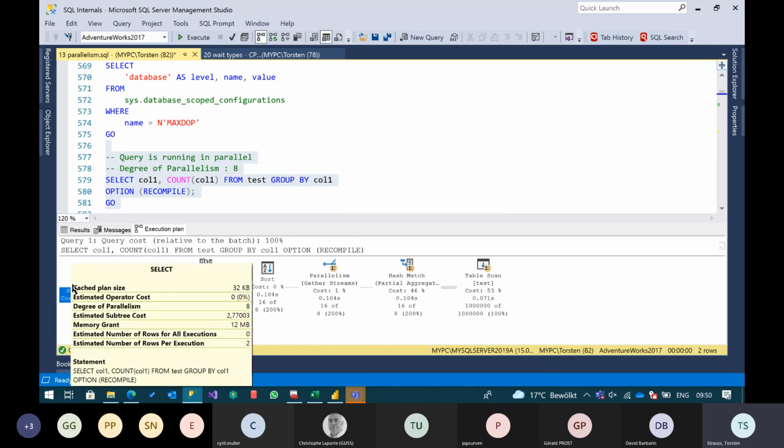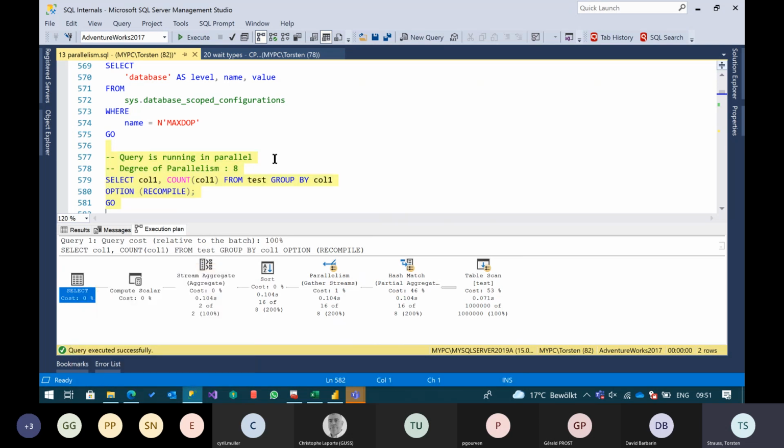The interesting information you can see on the select operator. So we can see that the degree of parallelism is 8. That means the query was executed with 8 concurrent threads. You can see the estimated subtree cost, which is 2.7, which is less than 5. But when we run the query just with 1 thread, we will see it costs more than 5. That is the reason why SQL Server decided to execute this query in parallel.